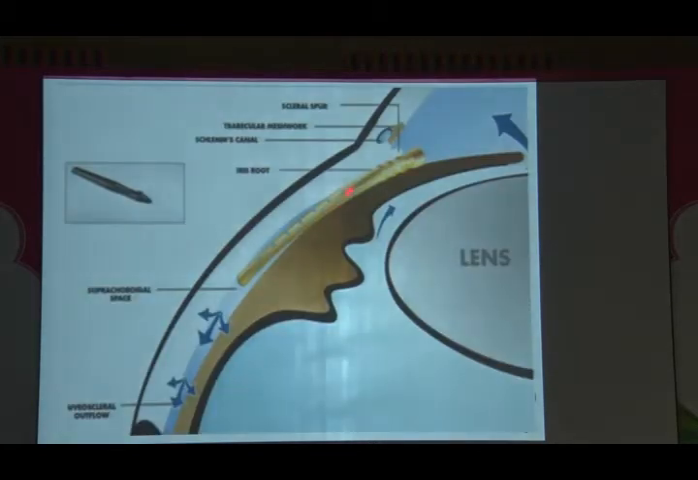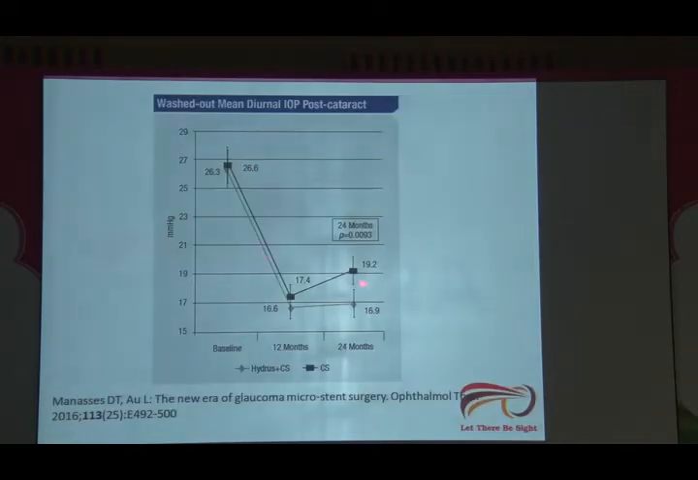So the newer devices and materials, they're trying to work on different areas other than the conventional trabeculectomy, trying to put it into the choroid, suprachoroidal spaces or into the collector channels and spaces like that. The results show that over a period of time, the washout mean diurnal intraocular pressure post-cataract has been better than a plain cataract surgery alone. You can see the difference here. Again, if you notice, the comparison is with a plain cataract surgery and not with a trabeculectomy.